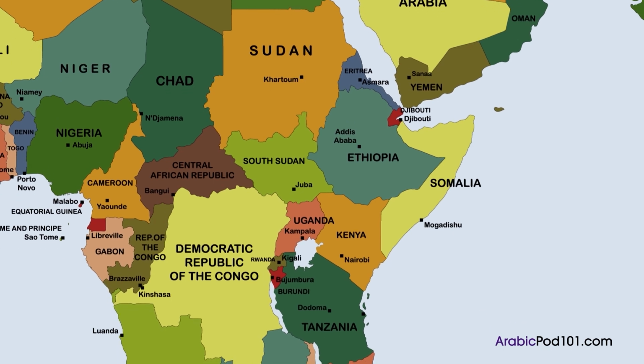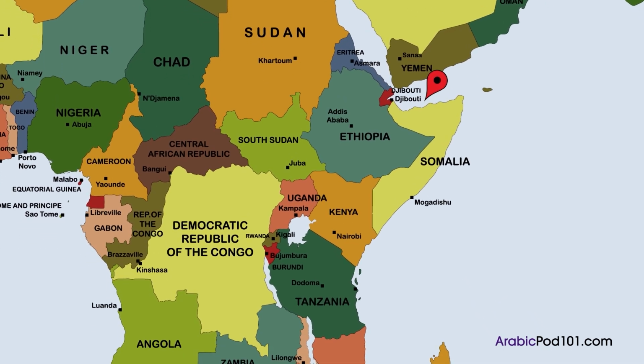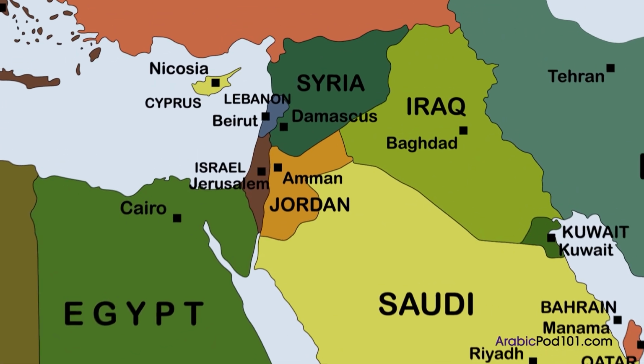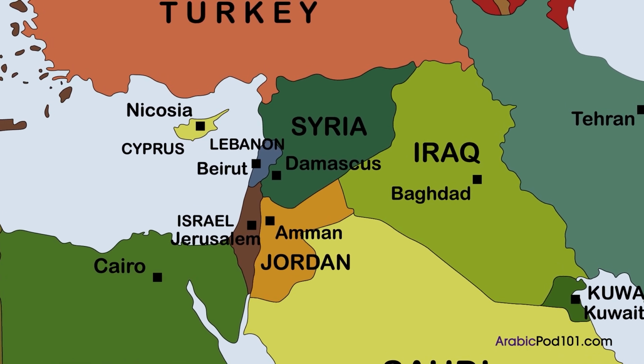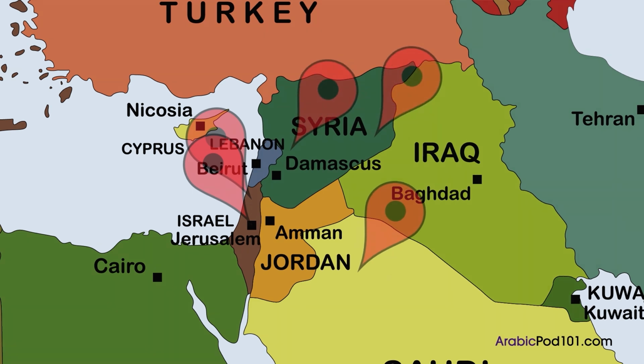Arabic variants are also spoken in other African countries like Djibouti, Somalia, Eritrea, Tanzania, Chad, and Comoros. Next, let's move on to Asia. Let's take a look at the Levantine region. This includes Palestine, Israel, Jordan, Syria, and Lebanon.